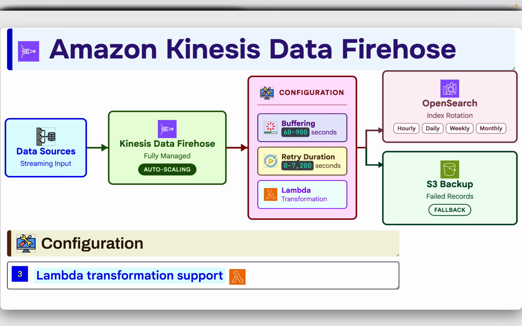Then Lambda transformation support. So you can use AWS Lambda functions to transform records before they are delivered to OpenSearch. Failed records are automatically backed up to an S3 bucket as a fallback mechanism for data recovery. Firehose uses an exponential backoff on errors to avoid overwhelming the destination during temporary issues.